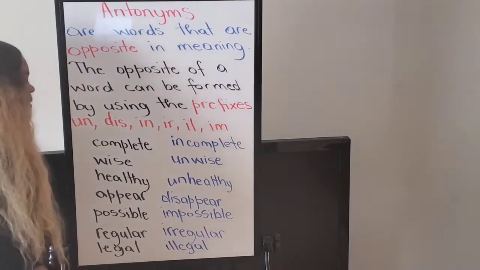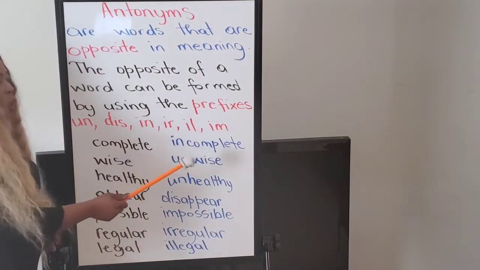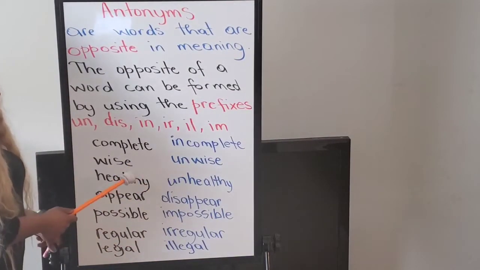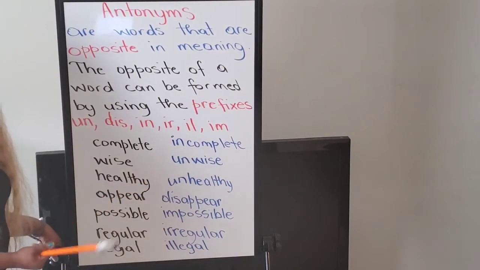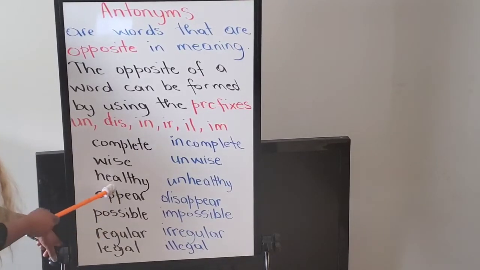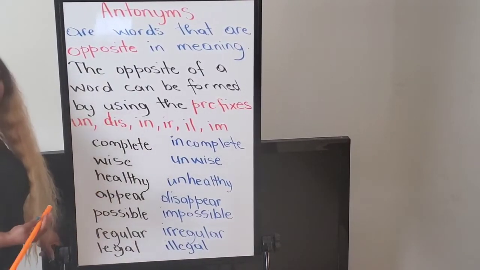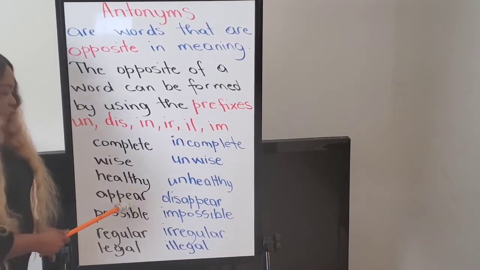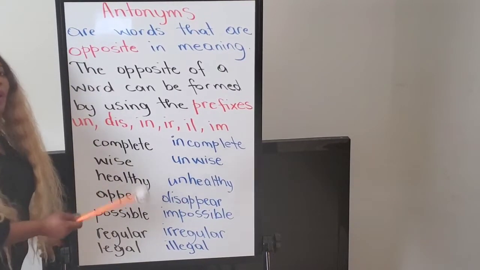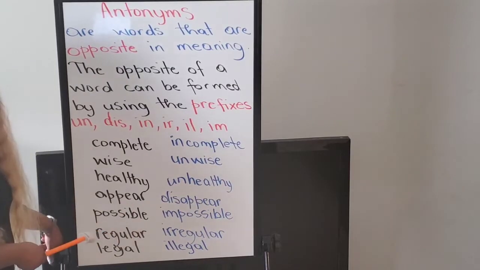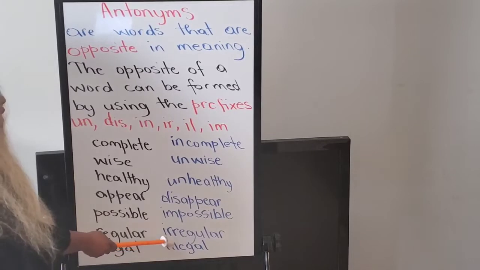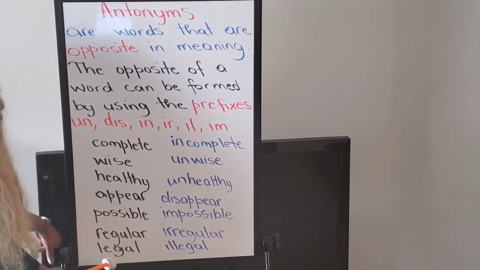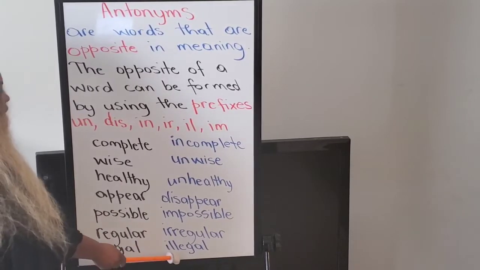Okay, guys, so either the assignment is complete or it's incomplete. So you can be very wise or you're unwise. So you make wise decisions or your decisions are unwise. You could be healthy or you're very unhealthy. And either it appears or it disappears. It's possible or it's impossible. It's regular or it's irregular. Then you have legal or it's illegal.